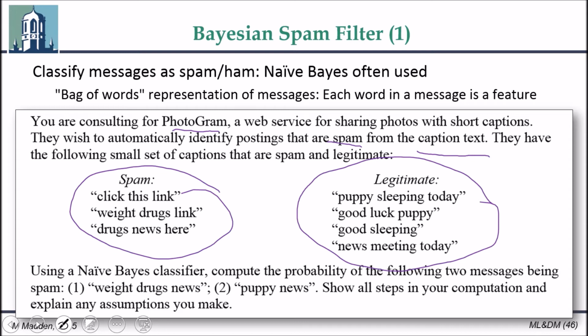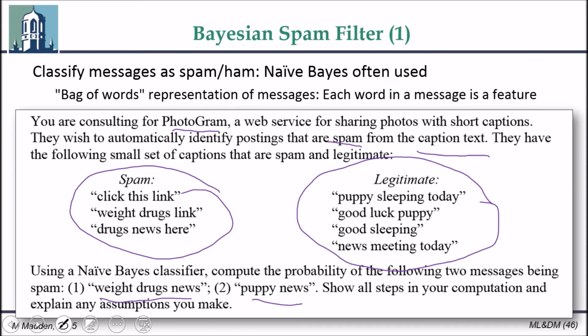So I'm asked to, using a naive Bayes classifier, compute the probability that two messages are spam: weight drug news and puppy news. Now you might look at these and say, okay, the one talking about drugs looks like spam, the one talking about puppies looks good. And I hope that will turn out when we run the numbers on these, because we have to show all the steps in our computation and explain our assumptions.